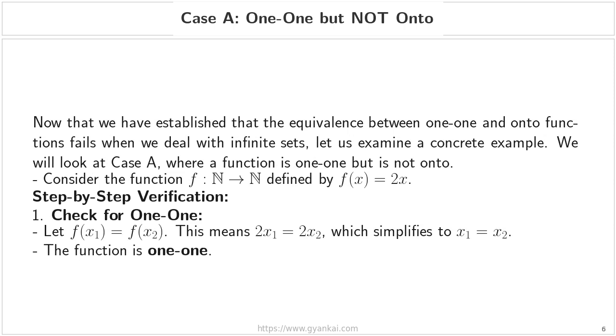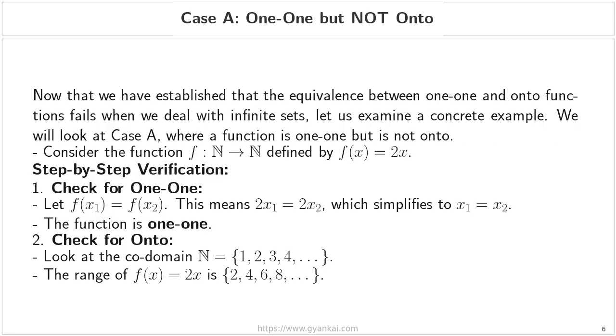Let us verify the properties of this function step by step. First, we check if the function is 1-1. To do this, we assume that the function produces the same output for 2 different inputs, x1 and x2. This means we set f of x1 equal to f of x2. Substituting our rule, we get 2x1 equals 2x2. By dividing both sides by 2, we simplify this to x1 equals x2. Since the only way to get the same output is to use the same input, we can conclude that the function is 1-1.